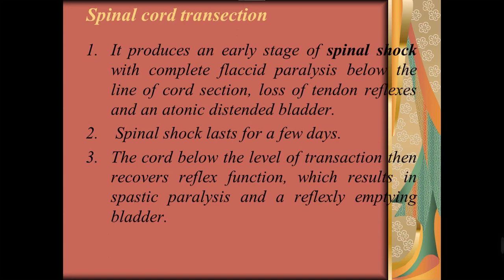We have what's called spinal cord transection. It produces an early stage of spinal shock with complete flaccid paralysis below the line of cord section, loss of tendon reflexes, and an atonic distended bladder. Spinal shock lasts for a few days. The cord below the level of transection then recovers reflex function, which results in spastic paralysis and a reflexly emptying bladder. This is the complete spinal cord transection.